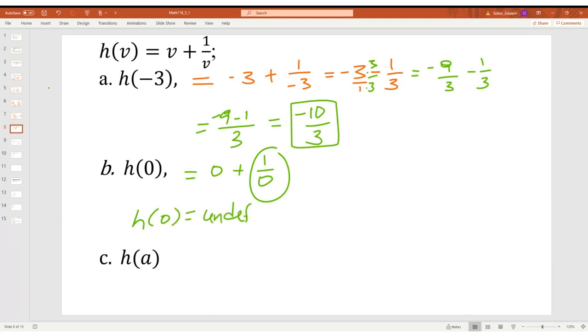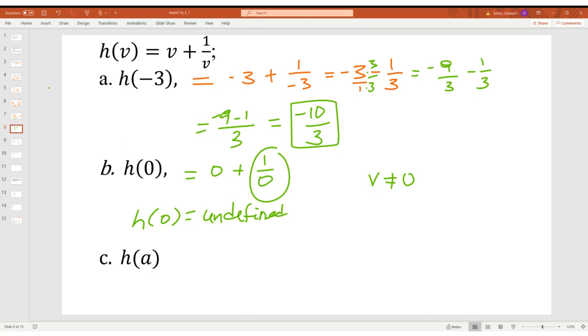Excellent. So this makes it undefined. So from this function, v cannot be 0. So 0 should be excluded. If v is 0, it makes the function undefined. Excellent. Now, what about h of a?